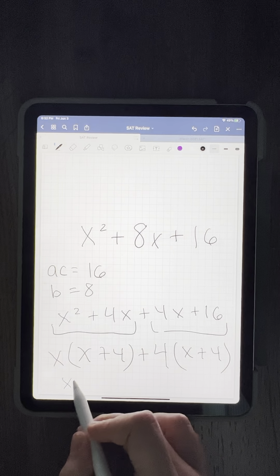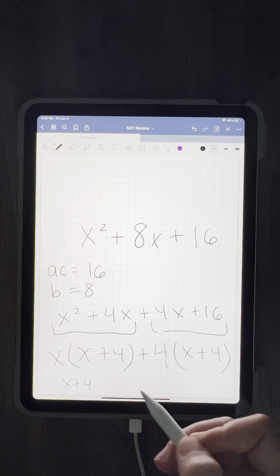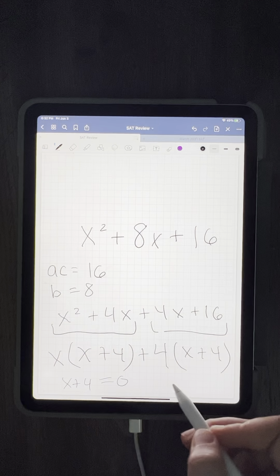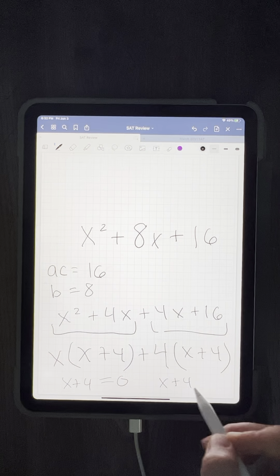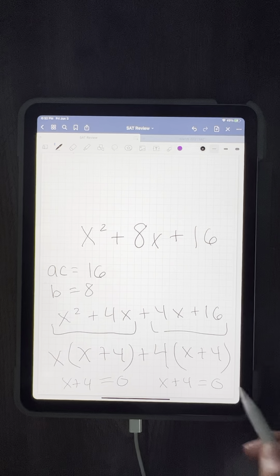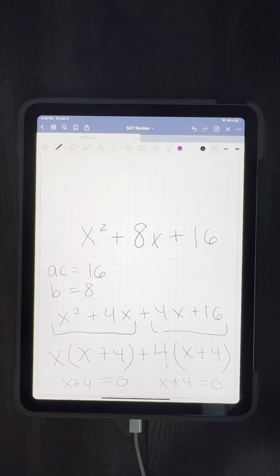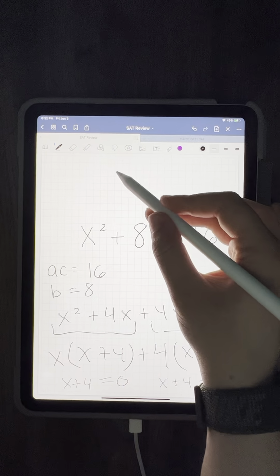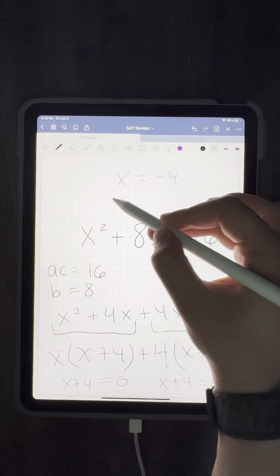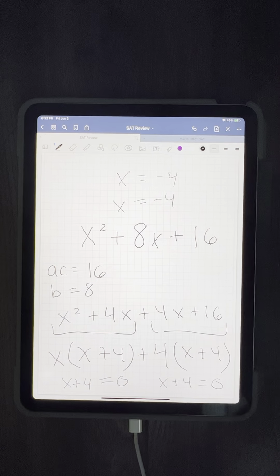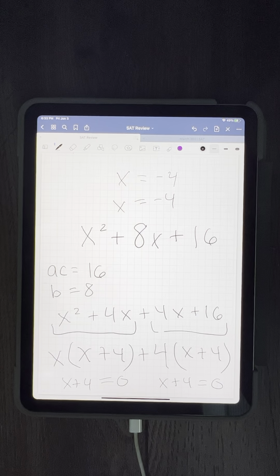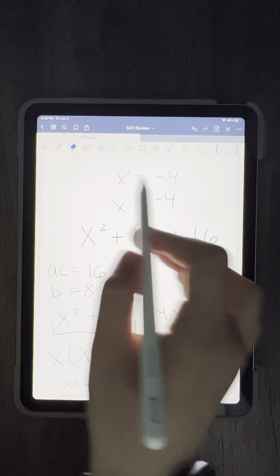So x plus 4, you're going to take one of the parentheses, it doesn't matter which one, equals 0. And x plus 4 equals 0. So in this case, actually, your 2 zeros are negative 4. So your answers are x equals negative 4 and x equals negative 4. But if you solve it for other things, they will be different numbers. But in this case, it was the same number.